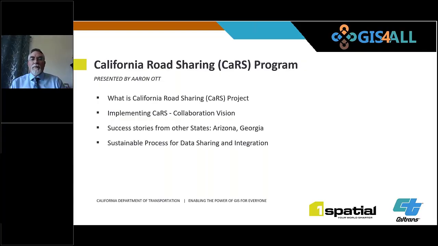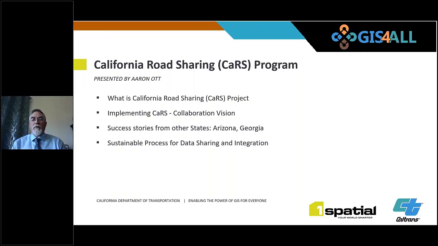So today I'm going to explain some of the concepts behind our California road sharing project, which we refer to as CaRS, and what the benefits are for those who participate. I'm also going to talk about how it is a fully collaborative vision, which has involved counties, state governments, and the federal government. I'll talk about how it is funded, other concepts of success from the states of Arizona and Georgia, and we'll show how it is a sustainable process for continual data sharing across the state, beyond California. Next slide.